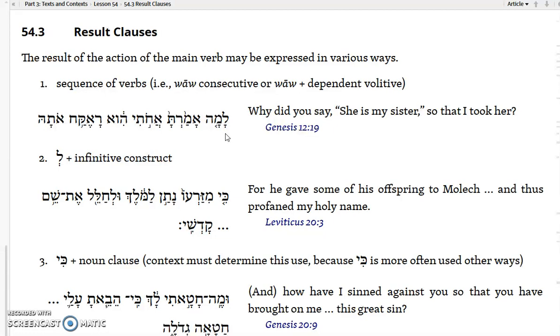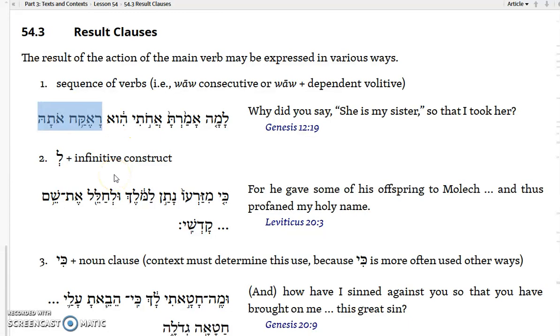Example, Genesis 12:19, Lama amarta hi achoti vaikach ota. Notice the resh here should be a vav, typo in the text here. But why did you say she is my sister? With a result that I took her. I took her with the intent of marrying her. And so vavs could introduce result clauses.